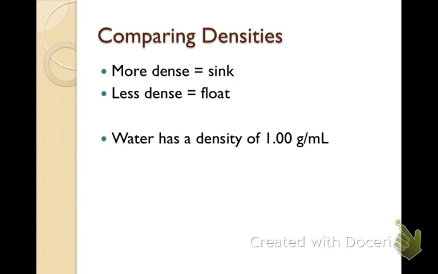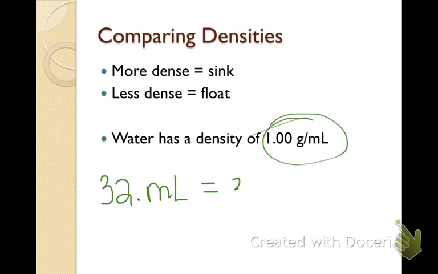So looking at comparing different densities, something that is more dense will sink compared to something that is less dense. Water has a density of 1.00 grams per milliliter, or 1.00 grams per centimeter cubed. Make sure that you remember that. That is a very important number to know. Luckily, it's very easy to know. But that means that if you have 32 milliliters of water, that's also equal to 32 grams of water. That's a very helpful thing to have. And that's usually at standard conditions as well.